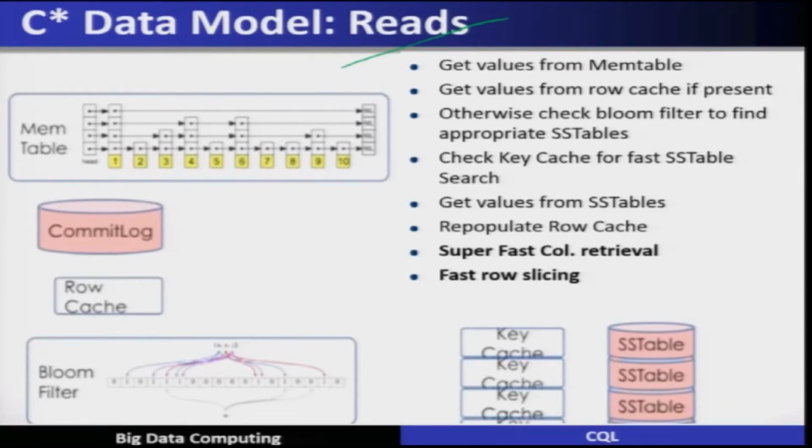When the read operation is invoked, first it will try to get the values from the mem table. It will first look up the mem table, and if the values are present, then the read operation is done. If it is not there, then it gets the values from the row cache, and if it is present, then it will be done. Otherwise, if it is not in memory or in the row cache, then it has to go and search the disk for these values.